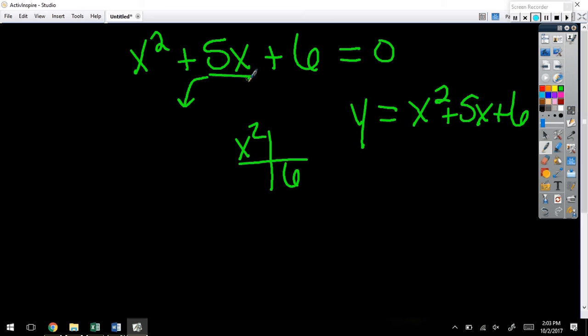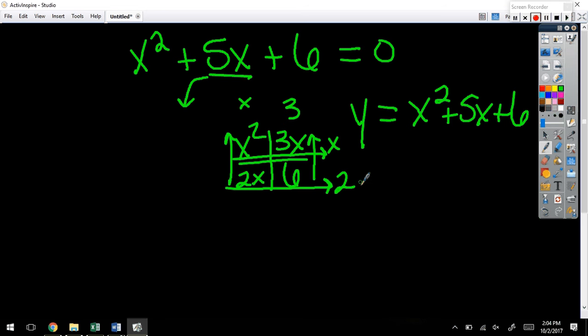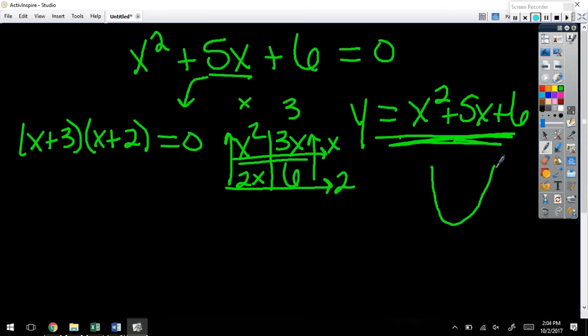what multiplies to 6x squared but adds to 5x? 2 and 3. Greatest common factor? 3. Greatest common factor? 2. So this factors as, do we all agree? Don't lose sight of the fact that we have graphed this before to look like a parabola, yes? A parabola. If I solve that equation on the left, the (x plus 3)(x plus 2), what do I do? Make them both equal to 0. Yep.